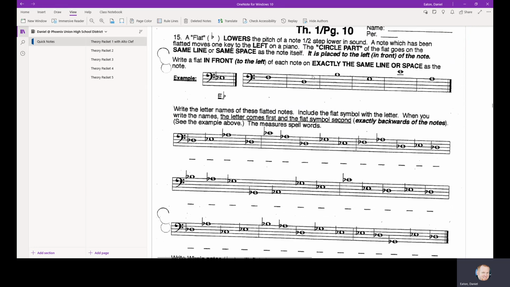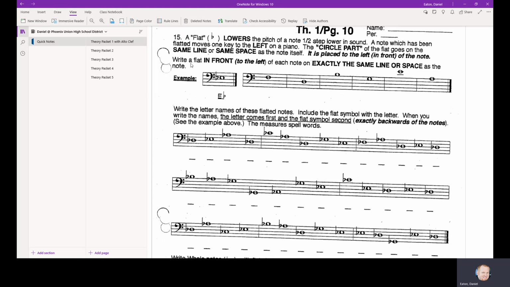Page number 10, a flat lowers the pitch of a note half step lower in sound. The note, which has been flatted, moves one key to the left on the piano. The circle part of the flat goes to the same line or space as the note itself. It is placed to the left or in front of the note. So, same exact concept, but it's the flat sign instead of the sharp sign, and again, this lowers the pitch.